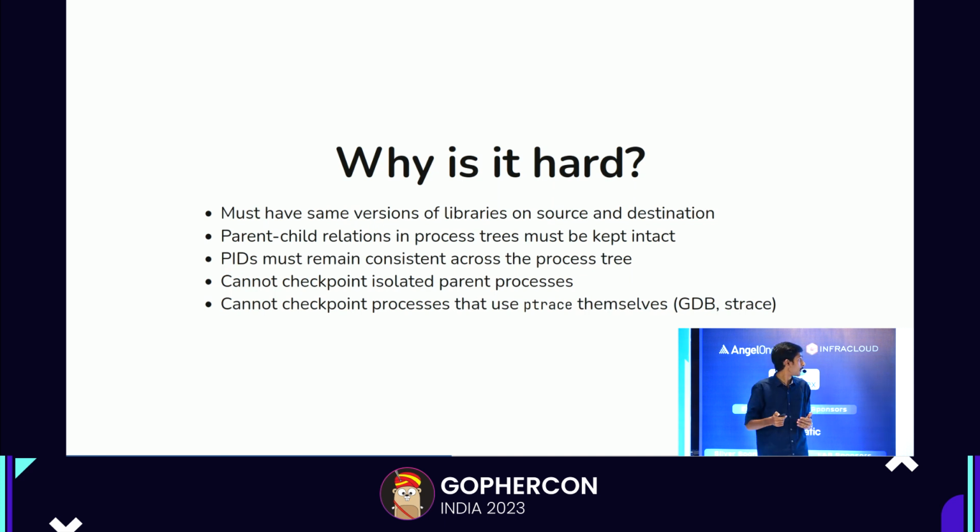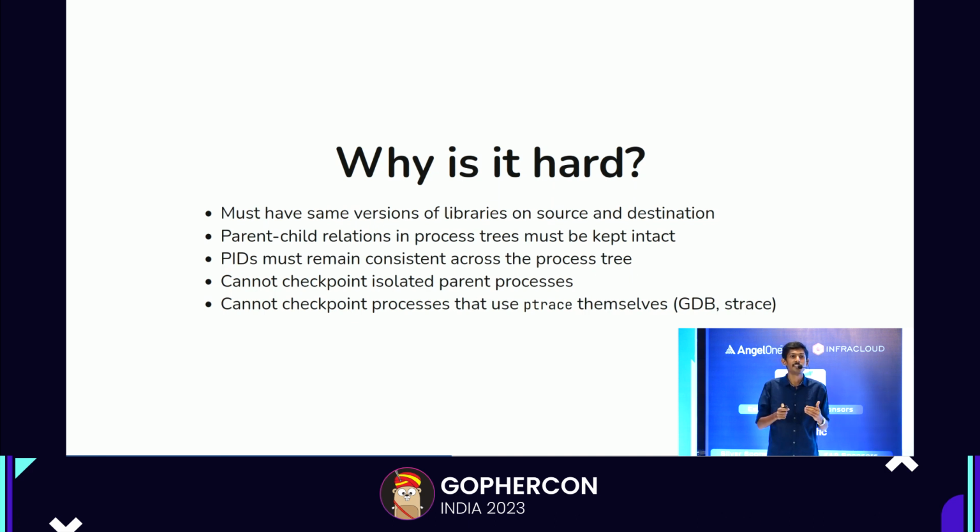And since CRIU checkpoints the entire process tree, it maintains the relations between the parent and the children in the process tree. A side effect of that is that the PIDs must remain consistent across the process tree. Let's say you perform a checkpoint and you have multiple processes, and you decide to tweak the PID of one process. You may be able to restore that process correctly, but you might not be able to restore its children because they don't know which PID to refer to as the parent. And again, going ahead from the same point, you cannot checkpoint isolated parent processes because CRIU checkpoints the entire process tree. So you cannot remove just the parent process and ignore the children.